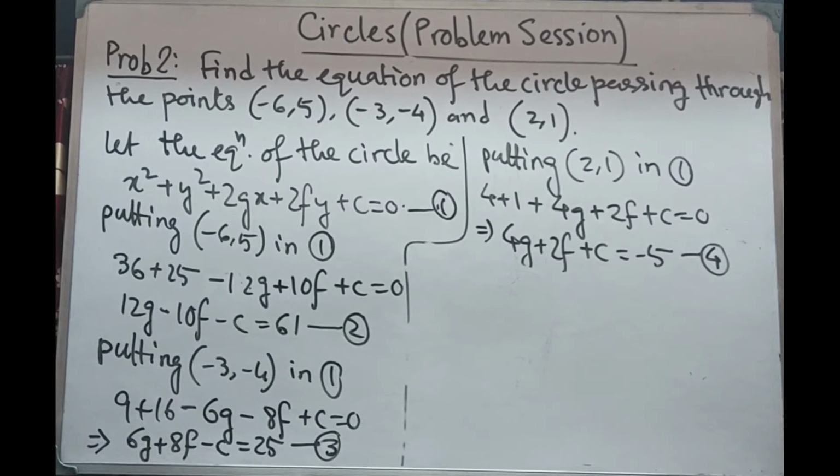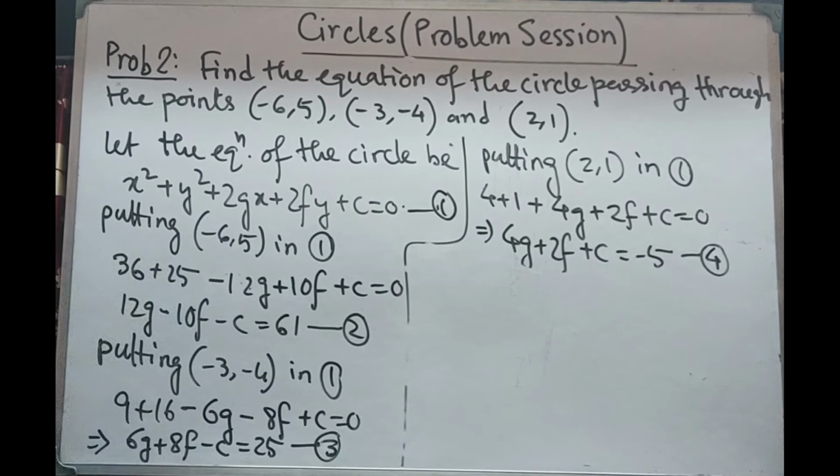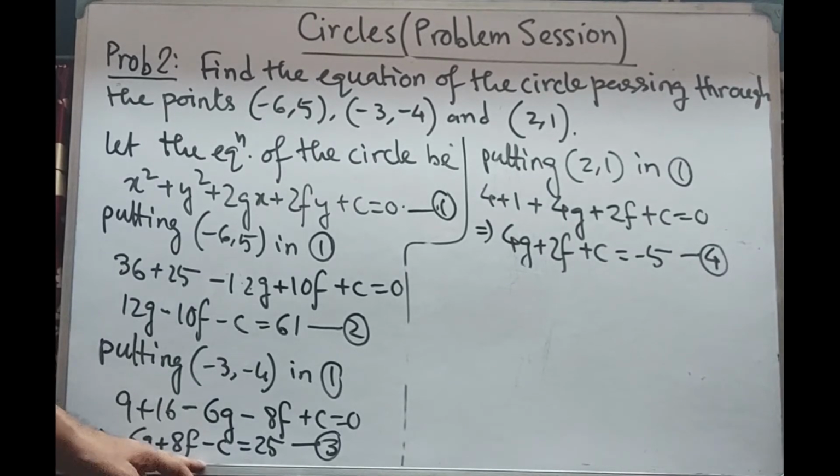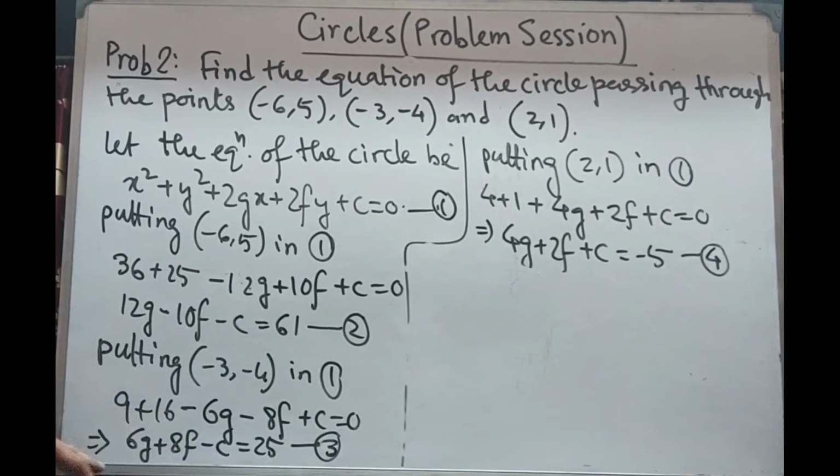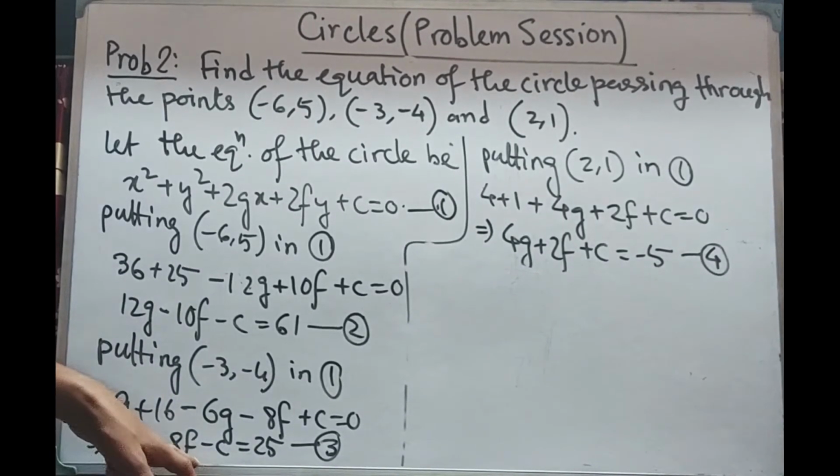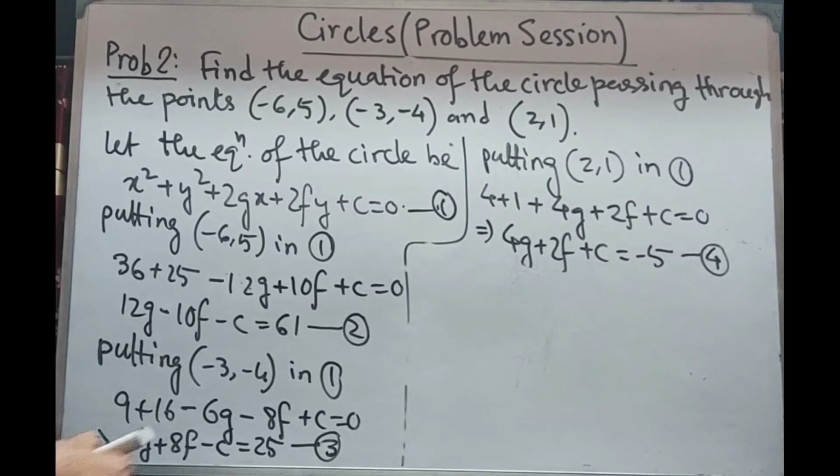Now the best way to find the values here is to remove the constant c first. So if you see 2 minus 3 will cancel out the value of c from these two. You are getting an equation with g and f. Now also you take any other two. So 3 and 4 say I am taking. So again subtracting you can cancel out c and you are getting a relation with g and f. So let us do.